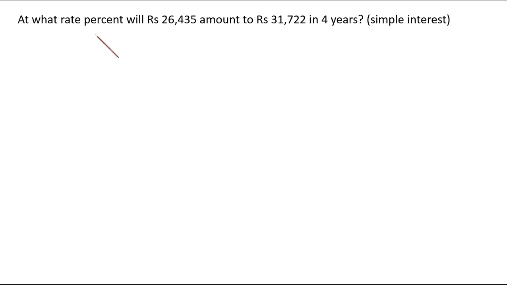At what rate percent will rupees 26,435 amount to rupees 31,722 in 4 years? And we have been told to use the formula for simple interest, because if we are not told anything, we have to use the formula for the compound interest. So here the present value is 26,435. We do not know what is the rate of interest. The number of years is 4, and the future value is 31,722.